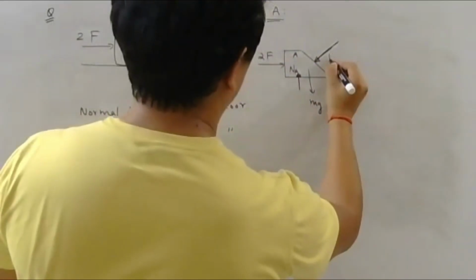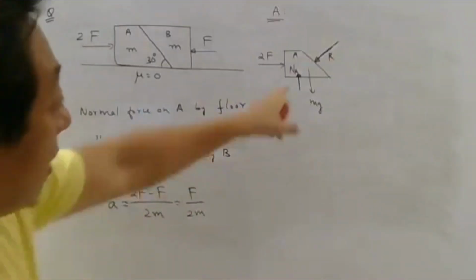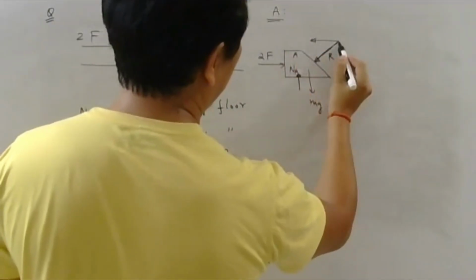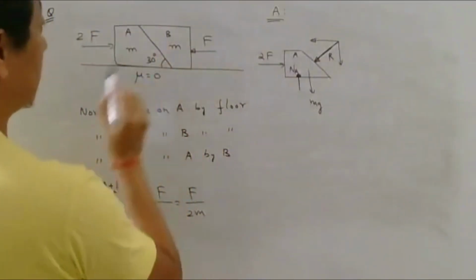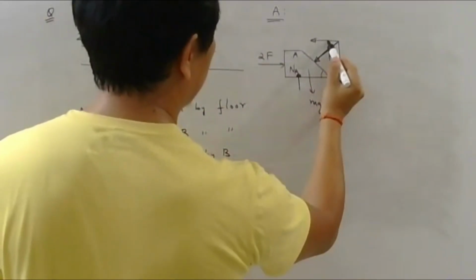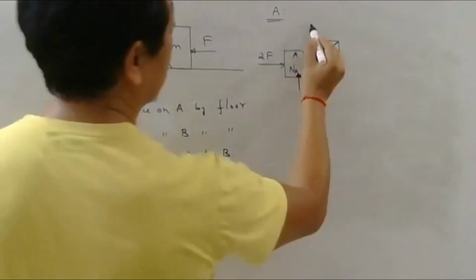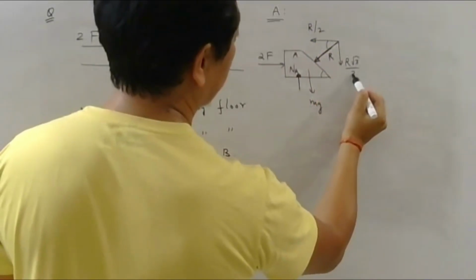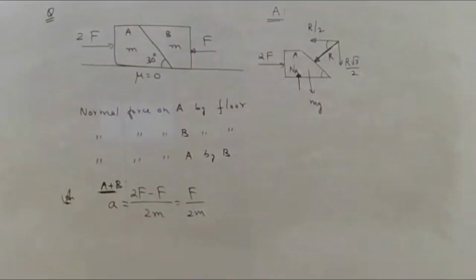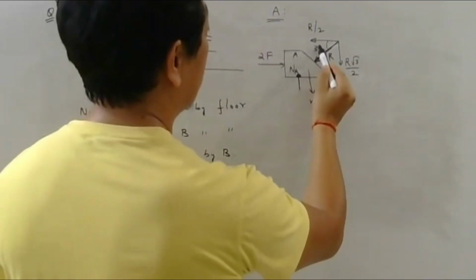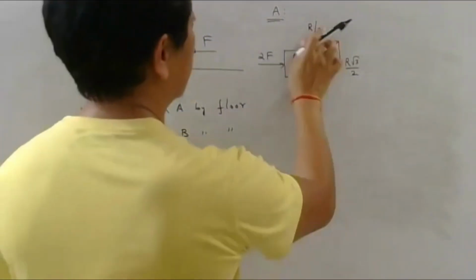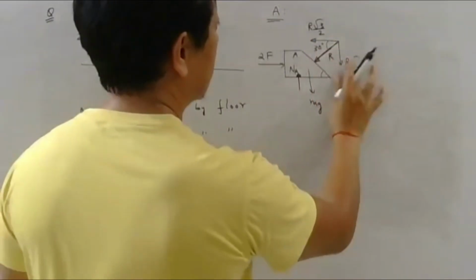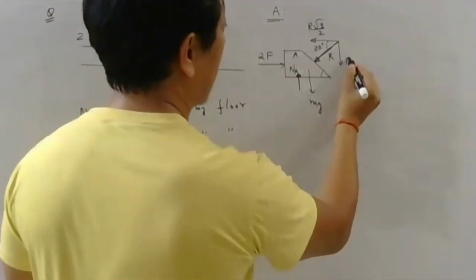So A is pushing B this way, B will push A this way. Let us call this R because N I am using here. So the reaction will act, sorry, one component will act here, one component will act here. This is 30 degree. So this is also 30 degree. So this will be R by 2. This will be R root 3 by 2. I hope you understood. This is 30 degree. This is R cos 30, so R root 3 by 2. This is R sin 30, so R by 2.